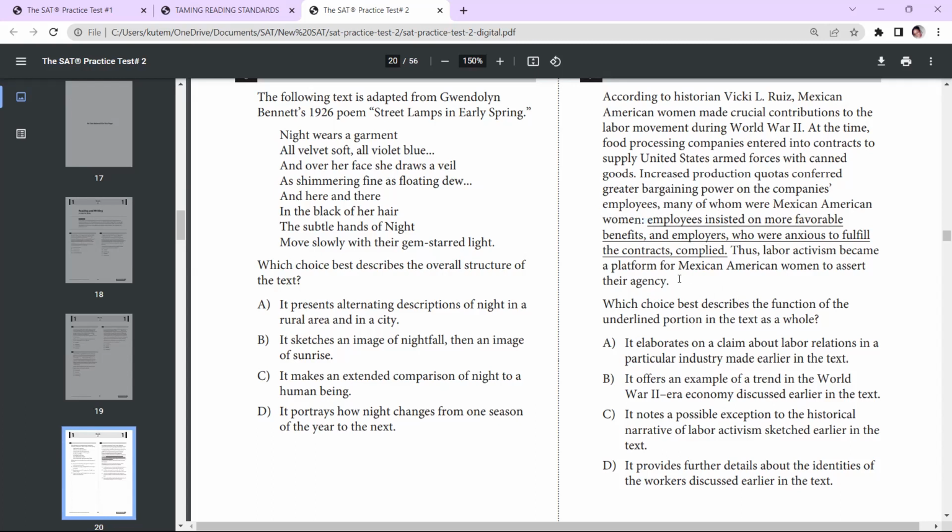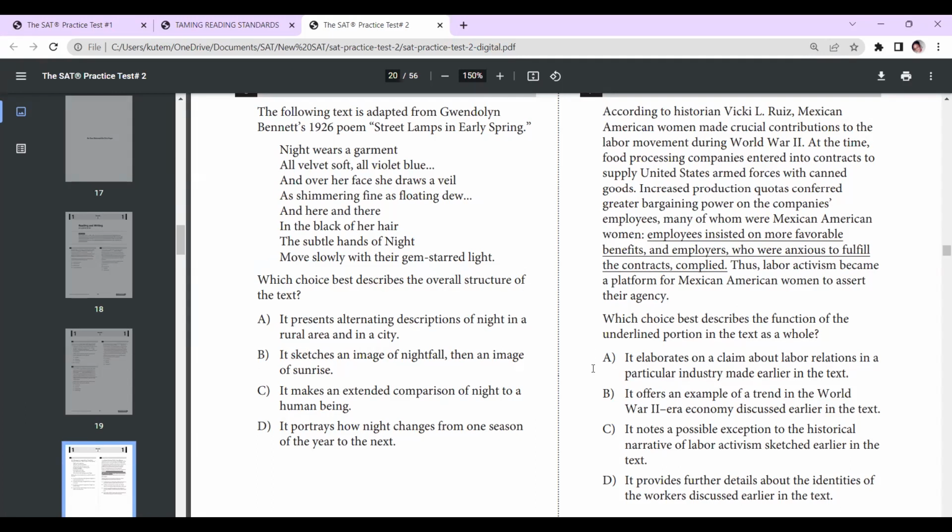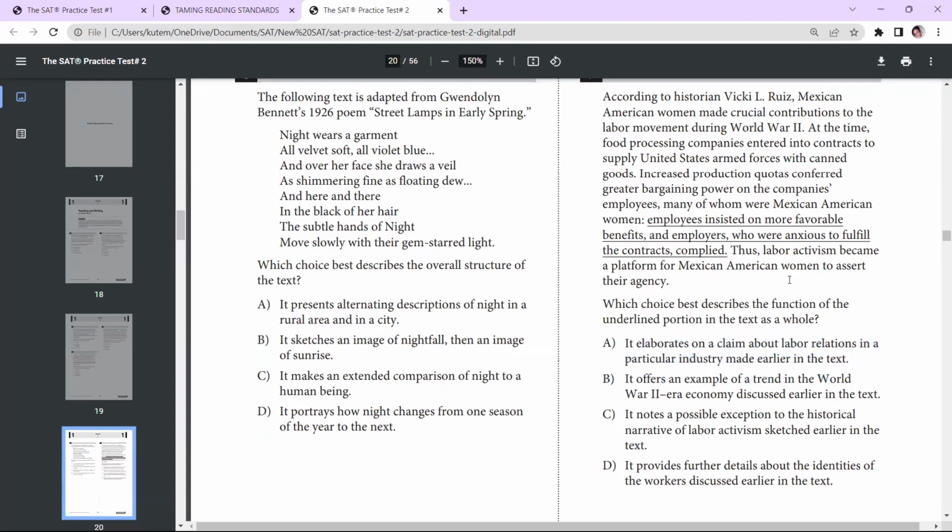So, okay, C says it notes a possible exception to the historical narrative. This is not an exception. D says it provides further details about their identities. No, nothing about identities. So A makes sense. The first part is basically saying employees had higher bargaining power and they insisted on favorable benefits. So it's basically explaining how they had increased bargaining power.